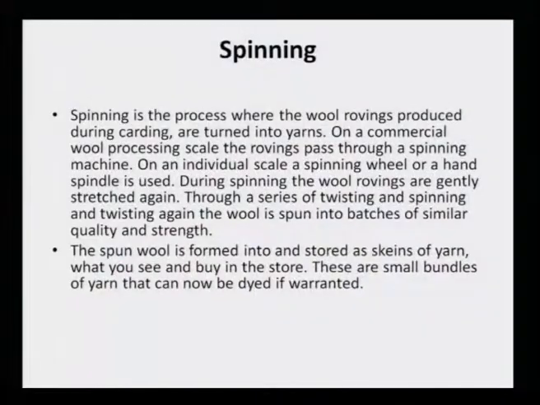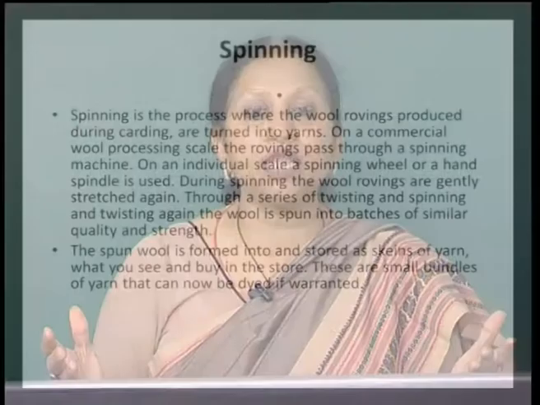The spun wool is formed into and stored as skeins of yarn, what we see and buy in the stores. These are small bundles of yarn that can now be dyed if warranted. So, this is the entire process of preparing the wool for dyeing. Depending on what the next step is, spinning can bring about good dye uptake, because it is not just one striation of the wool. There are several striations which have been spun like a very minute rope.